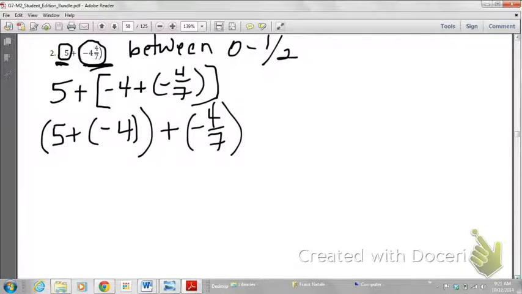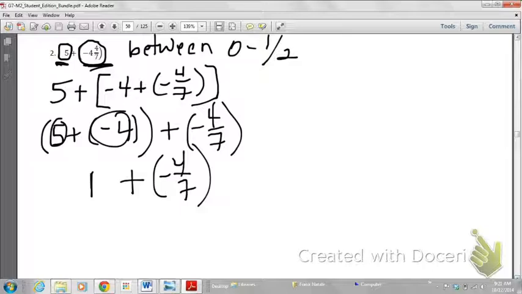I hope this idea of adding a negative is becoming more and more comfortable for you. Very, very helpful in doing algebra. So now we can just take what's inside of the parentheses here, and we know that a positive 5 and a negative 4 is going to leave us with a positive 1. And then we still have this negative 4/7 looming.